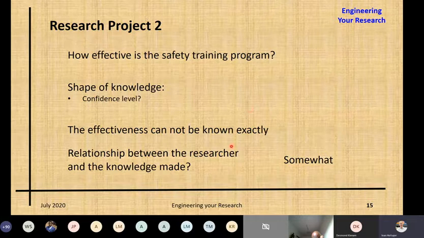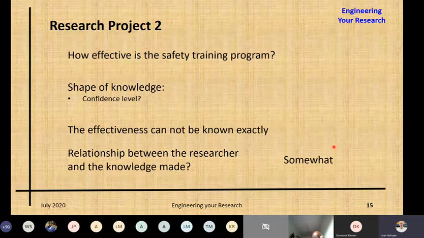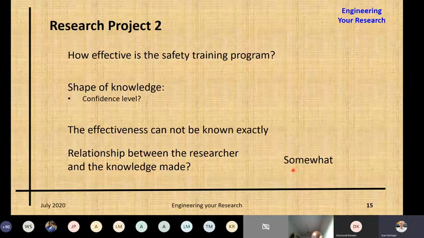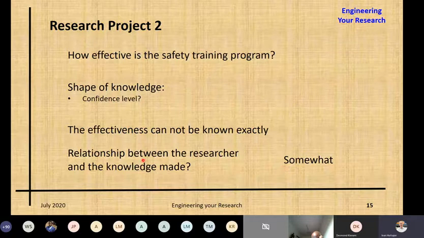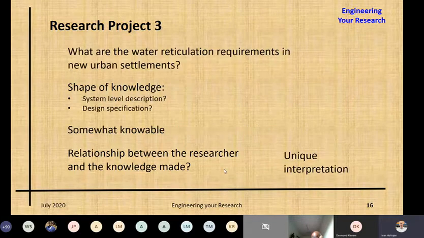Now that's a very extreme example, but it shows that depending on who we are and what choices we make during our research, we can have somewhat of an influence on what that final result might look like. So there is a little bit of a relationship between the researcher and the knowledge made. Right, research project number 3.